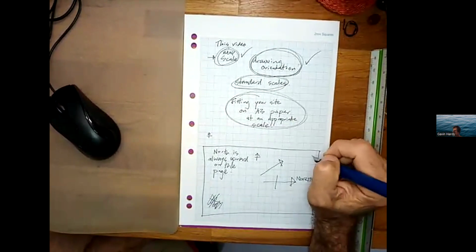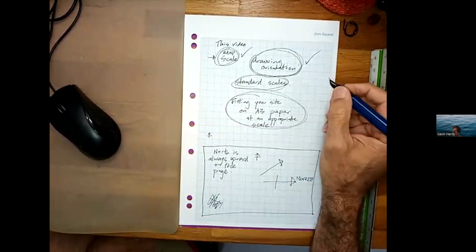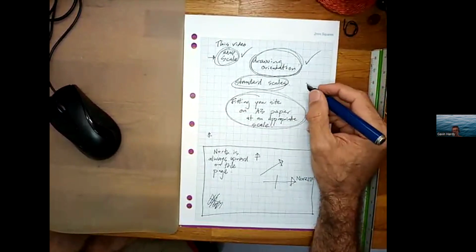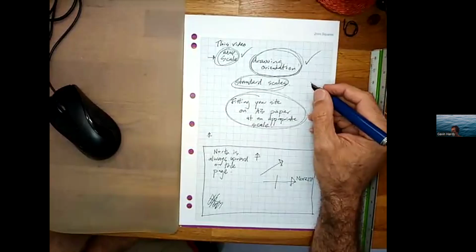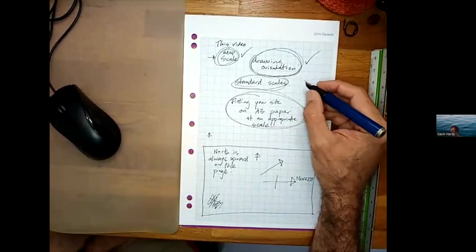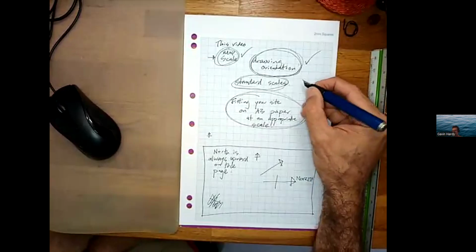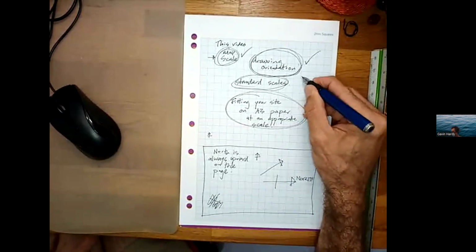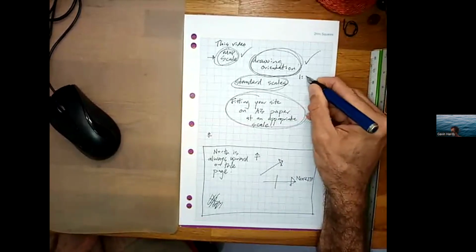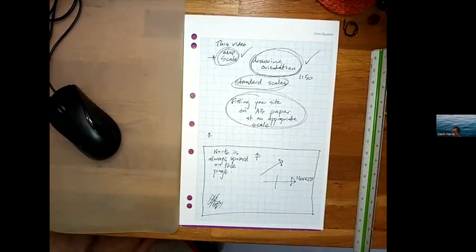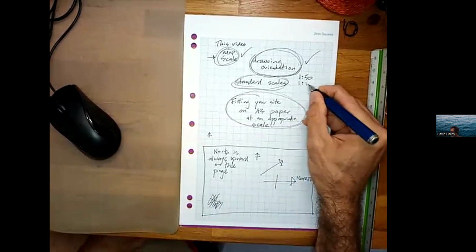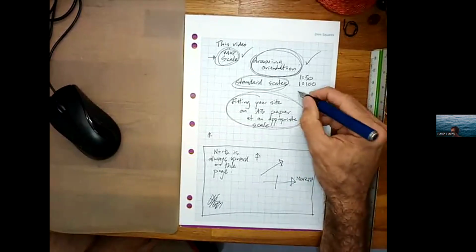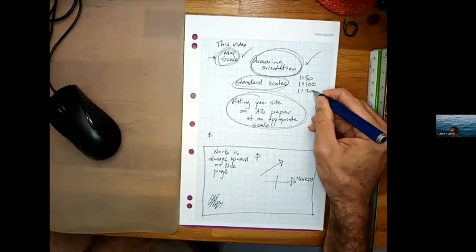So standard scales. There's some drawing conventions in architecture and landscape architecture and engineering and surveying around standard scales. For the sort of work that we're doing at the residential suburban level, these are the sorts of standard scales. 1:50 is a standard scale. 1:100 is a standard scale. 1:200.